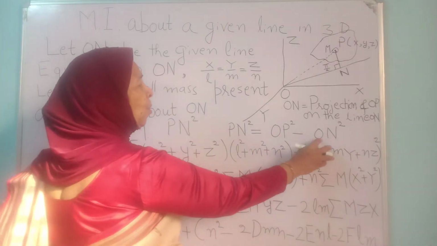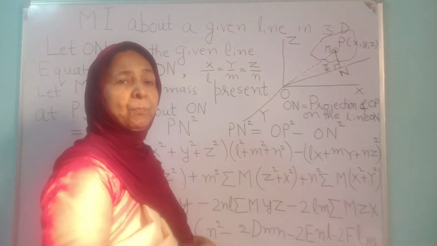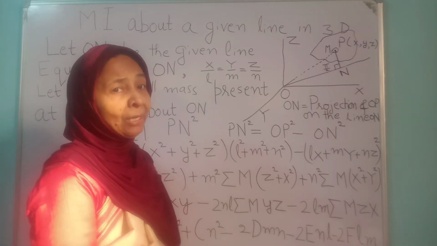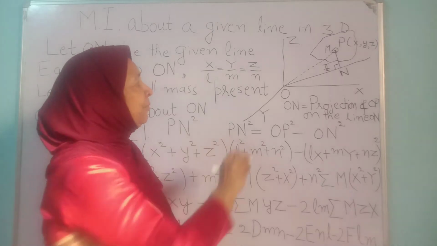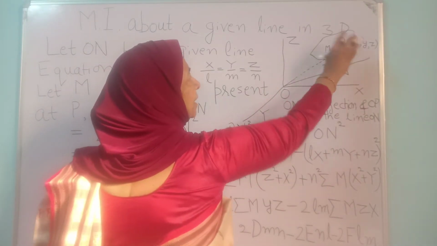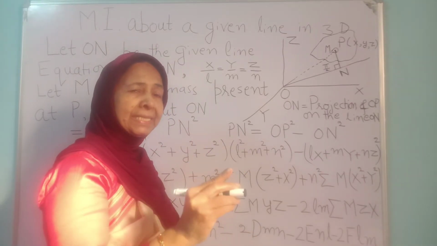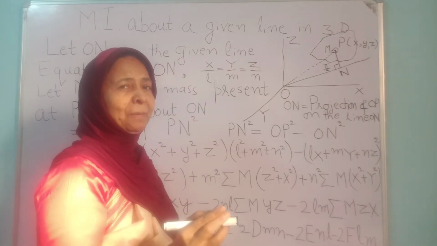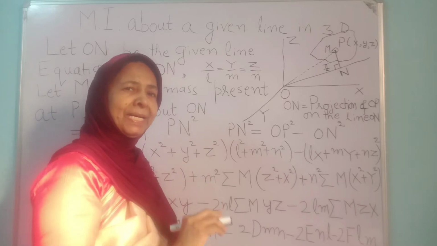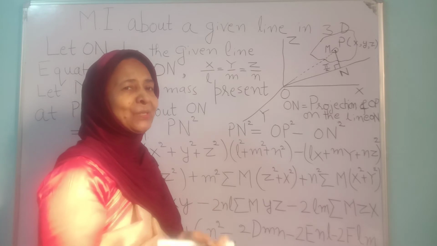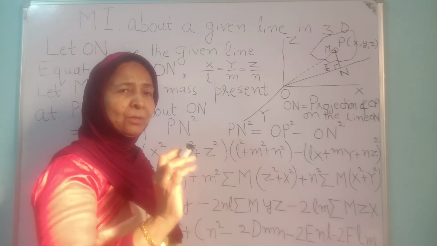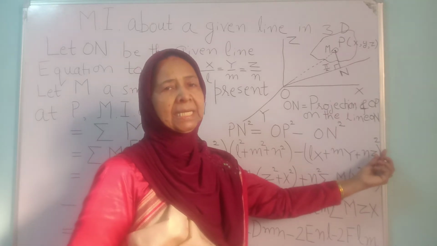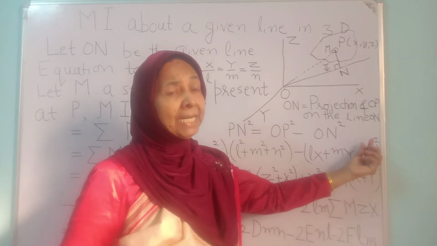Now next length is ON. What is ON? ON is the projection of OP on the line. And how to calculate the projection on the line? If you know the coordinates, this is 0, this is x. So the projection is (x minus x dash) multiplied by L plus (y minus y dash) multiplied by M plus (z minus z dash) multiplied by N. So here x dash, y dash, z dash, they are simply 0, 0, 0. So this projection will be Lx plus My plus Nz. I hope this point will be clear to all of you.